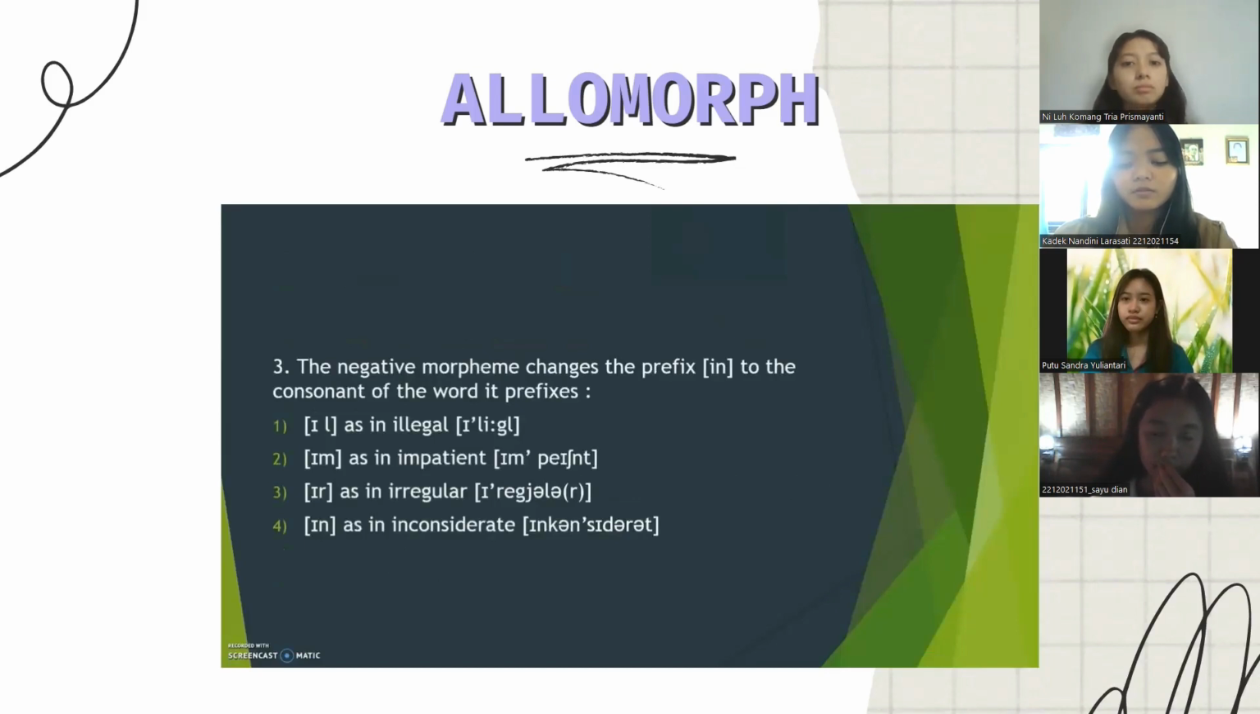The third, we have the negative morpheme, which changes the prefix in to the consonant of the word it prefixes. The first one is il, as in illegal. The second is im, as in impassioned. The third is ir, as in irregular. And the last is in, as in inconsiderate.